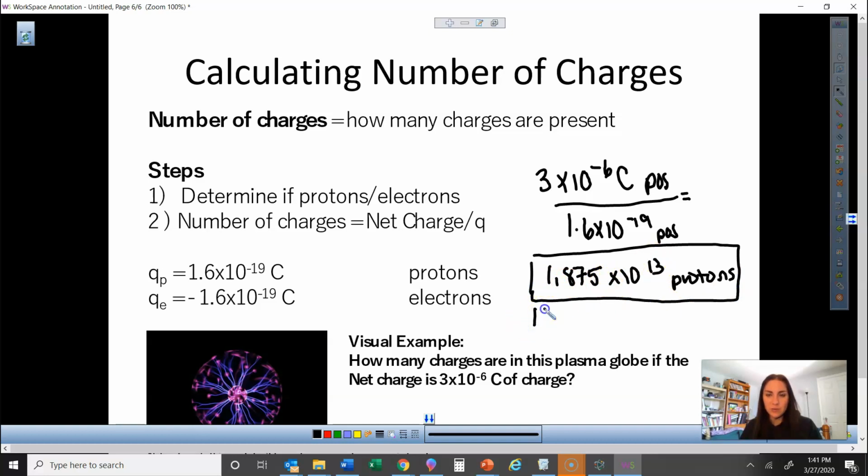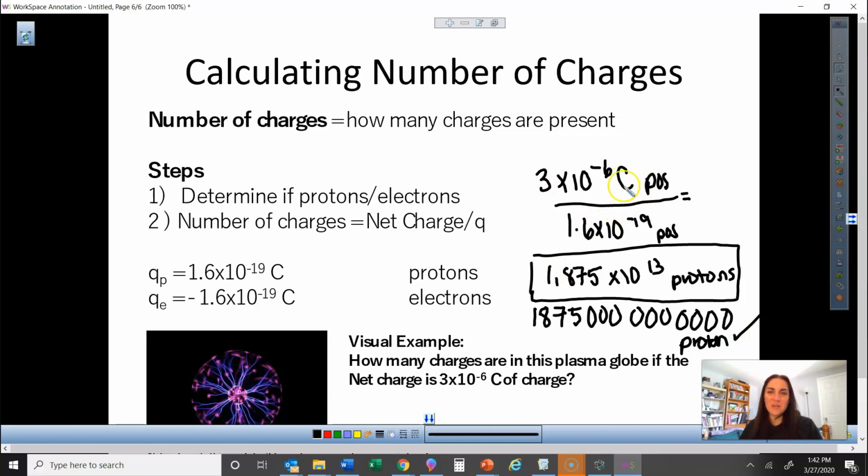So 13 would be 1, 2, 3, 4, 5, 6, 7, 8, 9, 10, 11, 12, 13. So that's how many protons are in that globe. It's probably wrong, but whatever. That's how you do this.